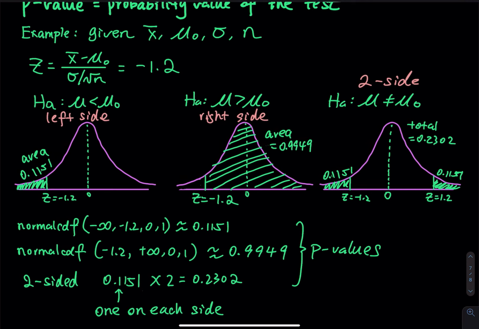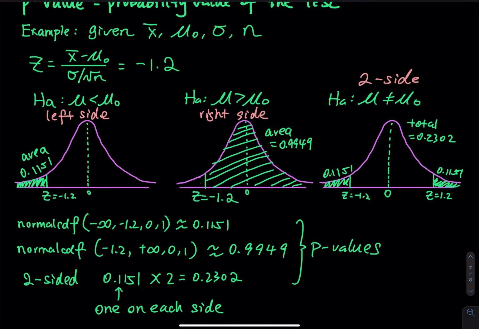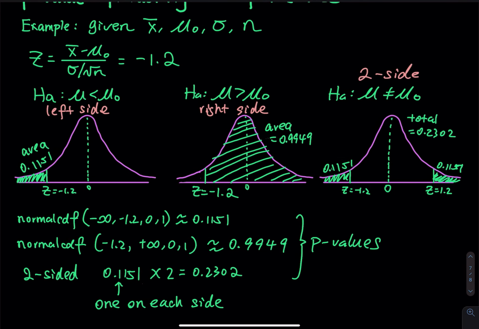For a two-sided test, the final p-value, you have to add them up. You have to take the 0.1151 multiplied by 2. So the p-value of the two-sided test is 0.2302. You have to multiply by 2 because you have one piece on the left, one piece on the right. Add them up. The p-value of the two-sided test is 0.2302. This all depends on the sign of HA. All right. Less than is left, greater than is right, not equal is two side.